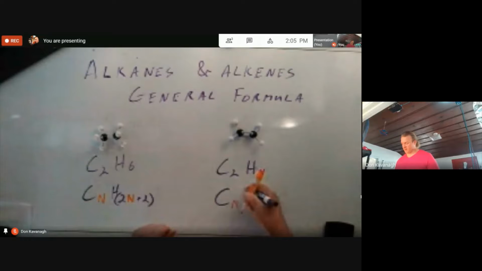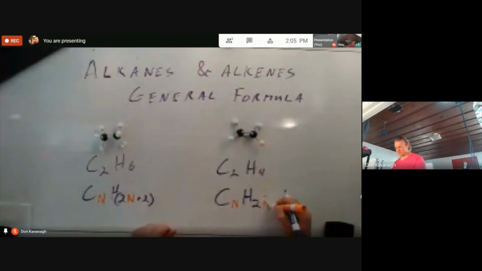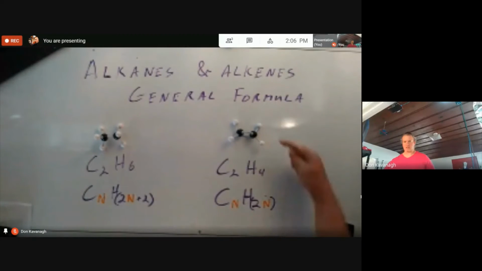And this generic formula over here, to get the number of hydrogens for an alkene, is the number of carbons times 2. Note that there's no plus 2 over here, because of the double bond in between the carbons.